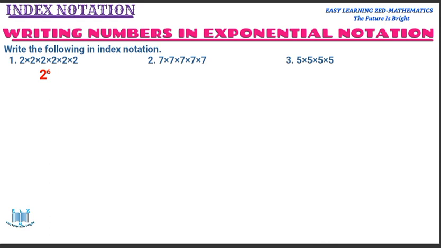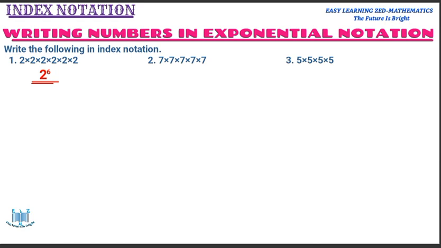So in index notation, 2 times 2 times 2 times 2 times 2 times 2 will be written as 2 raised to the power of 6. That expression will be written as 2 to the power of 6. So we can write like that, and that is the answer. Now we have written that expression in index notation.